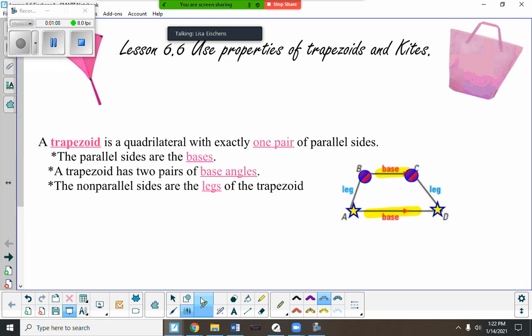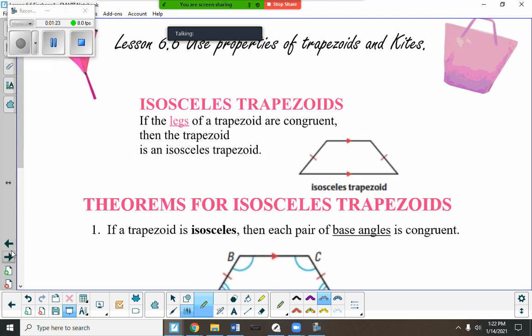Everybody have that? So trapezoid, it has exactly 1 pair of parallel sides. So obviously it's not a parallelogram because parallelograms have 2 pairs of parallel sides. Now isosceles trapezoids are trapezoids that have congruent legs. So the legs in an isosceles trapezoid are congruent. And those are fun to work with.